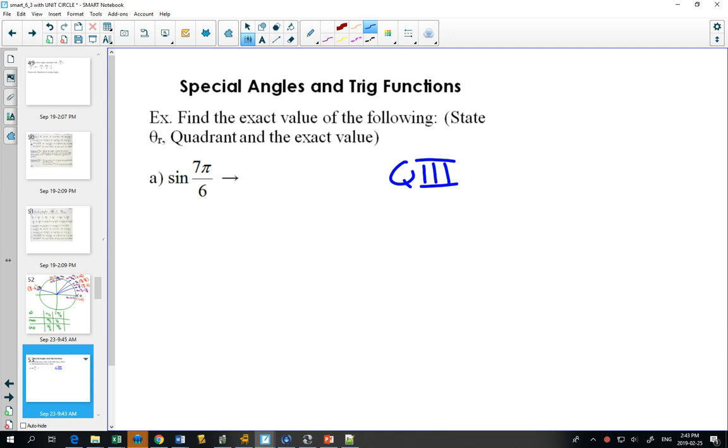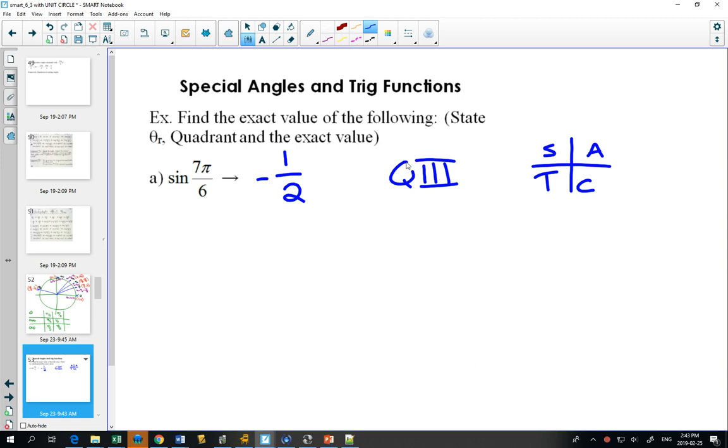Because it's in quadrant 3, according to your CAST rule, should it be positive or negative? It should be negative. You know that sine of your pi over 6 family is a half, so this one's going to equal negative a half. So this is sort of the process of mental math that goes in place when figuring this out.